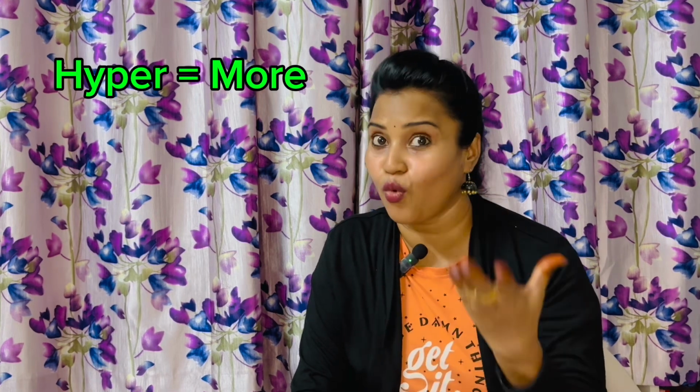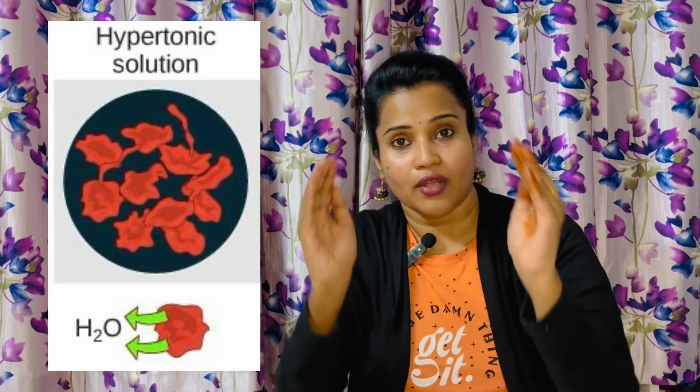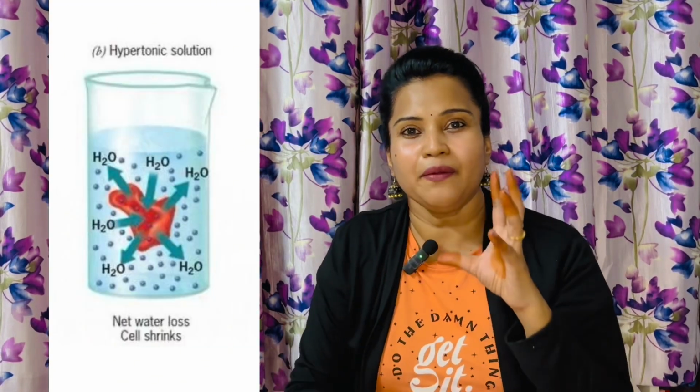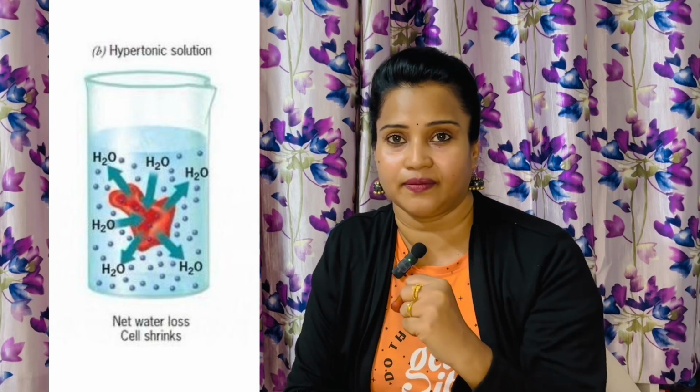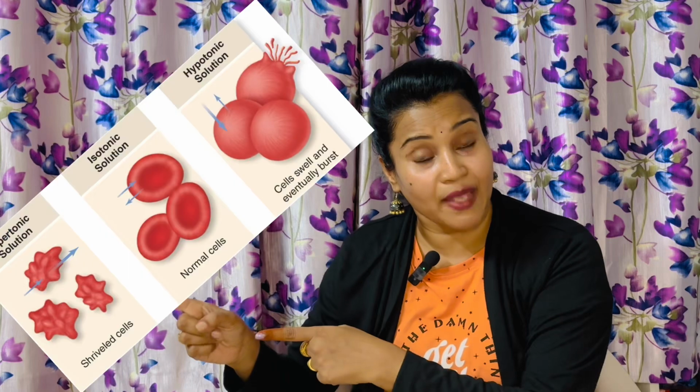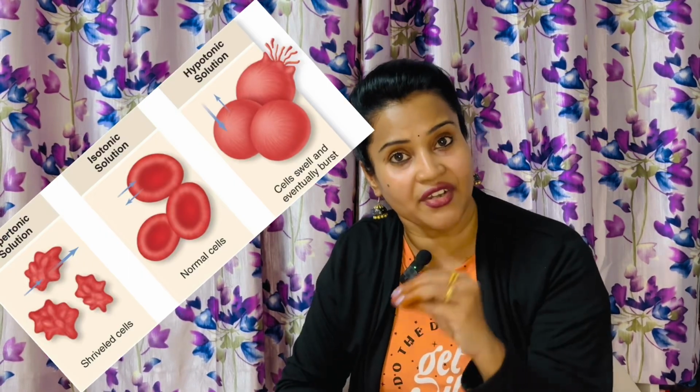Next is hypertonic. What is hypertonic? Hyper means more concentration. Here, how does a hypertonic solution work? Hypertonic solution moves water out of the cell. Got it? Hypertonic solution moves water out of the cell to increase extracellular fluid volume. That means it makes the cell dehydrated and shrink. If you see the hypotonic, it makes the cell hydrate and swell up. But whereas hypertonic, it makes the cell dehydrated and shrink.